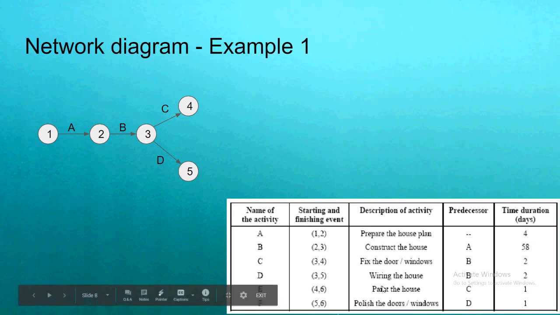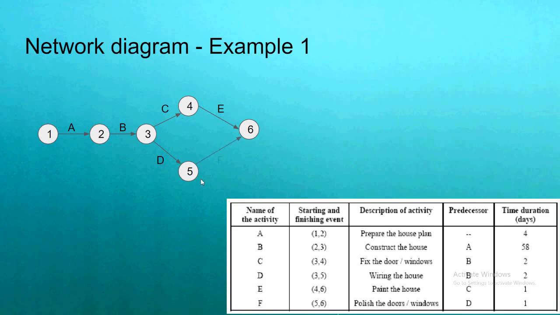So now look at the activity E. It should be started after completing C. That is, the starting point should be 4. So from 4, I am drawing 4 to 6 with activity E. Again, if you look at the activity F, polish the doors or windows, activity D should be completed. That is, D should be completed for starting F. So I am drawing 5 to 6 and I am naming it as F. So here you can see that the final event is 6. So the activities E and F merge at 6.